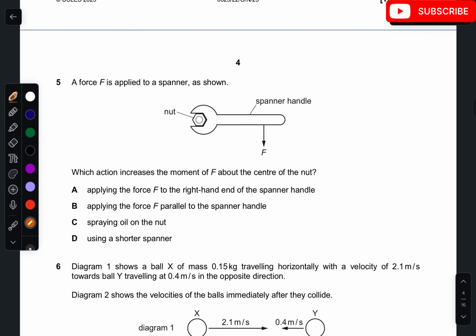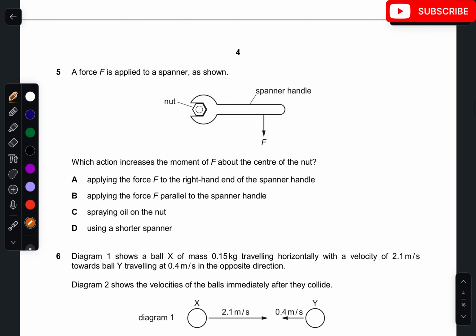In question 5, a force is applied to a spanner as shown. Which action increases the moment of the force about the center of the nut? Okay, moment we know is force times distance between the pivot point and the force. So it's option A that is correct. Applying the force to the right hand side. When you apply the force on the right hand side, it will increase the distance between the pivot and the force. Okay, that is D.